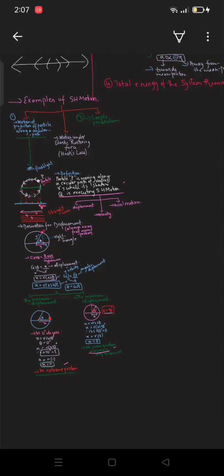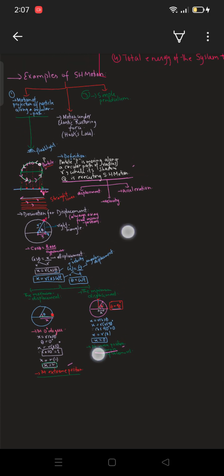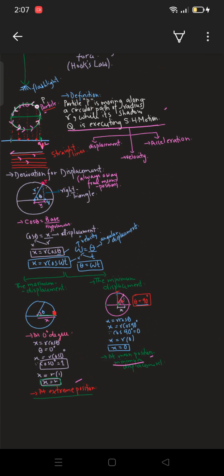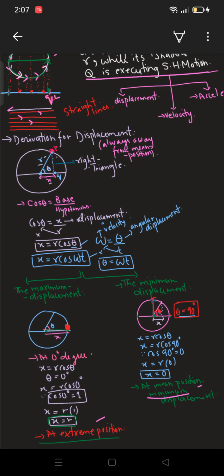Okay, so as in the last video, we completed the derivation of the displacement, right? What was the formula we found? The formula for finding the displacement of the projection of a particle which moves along a uniform circular path is x is equal to r cos theta, where theta is actually omega t. Omega is angular velocity, and t is time. So x is equal to either r cos theta or x is equal to r cos omega t.